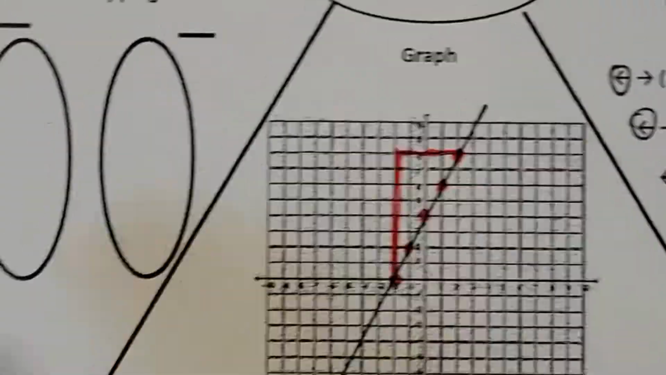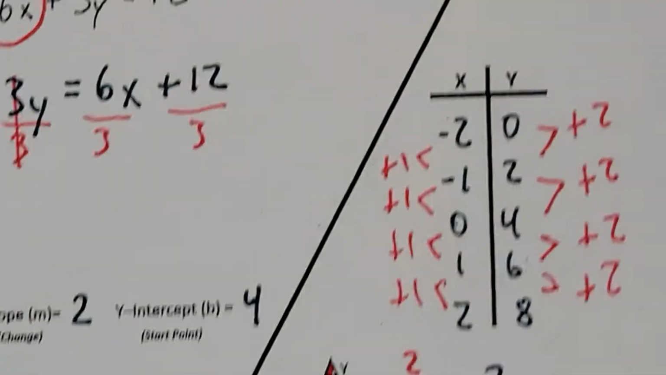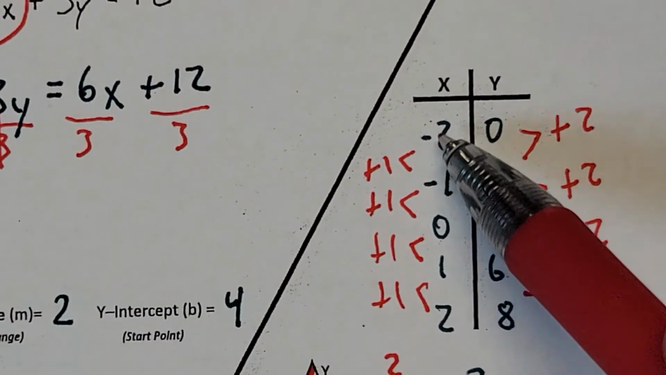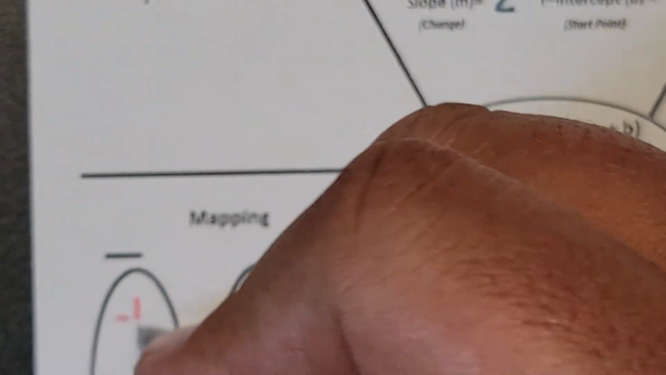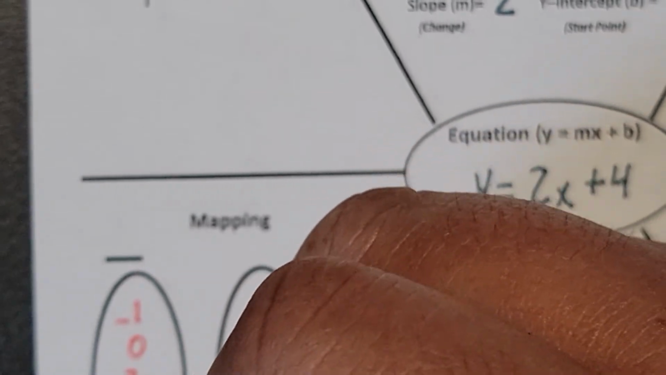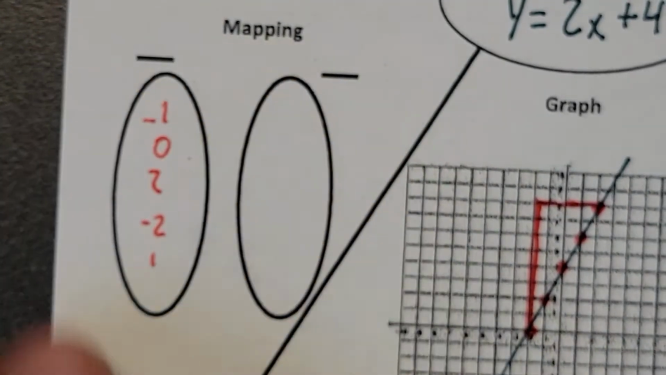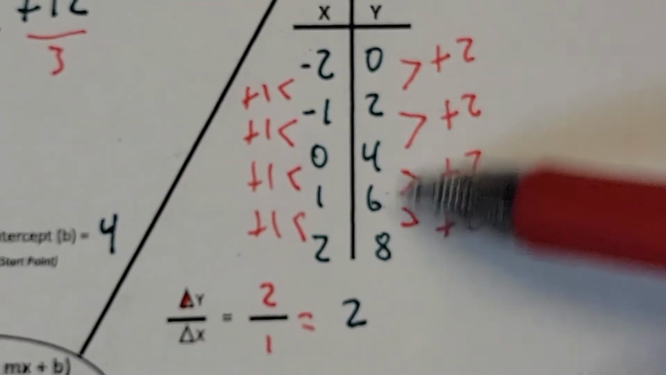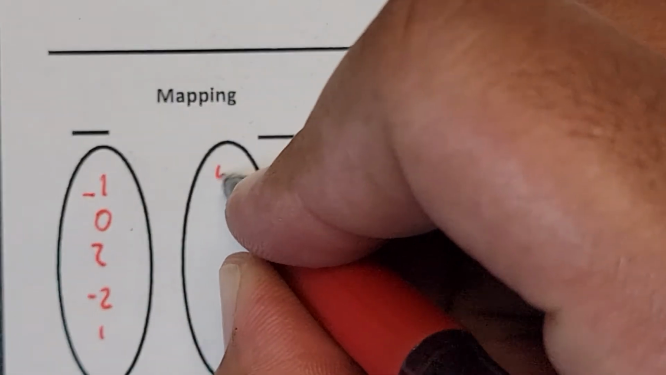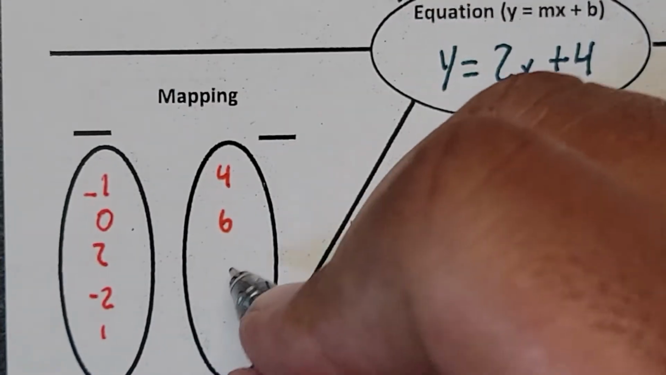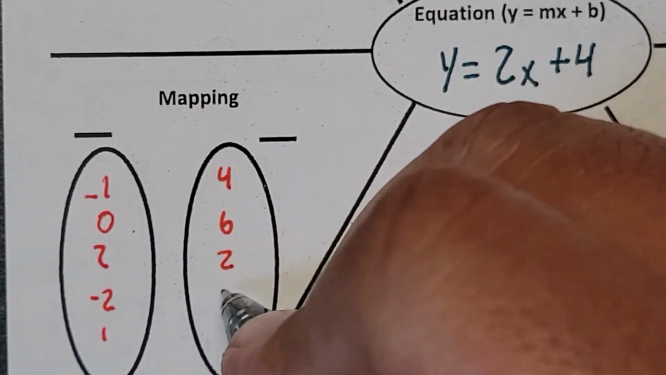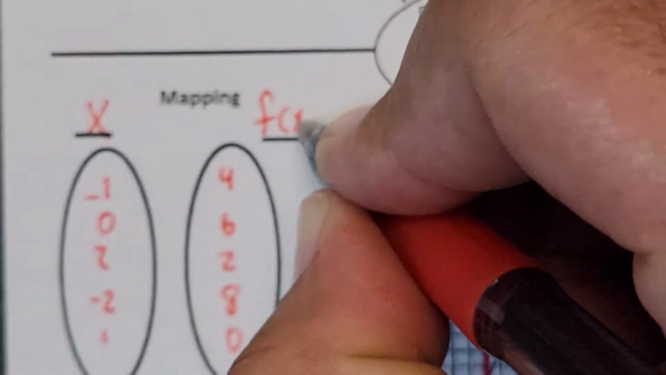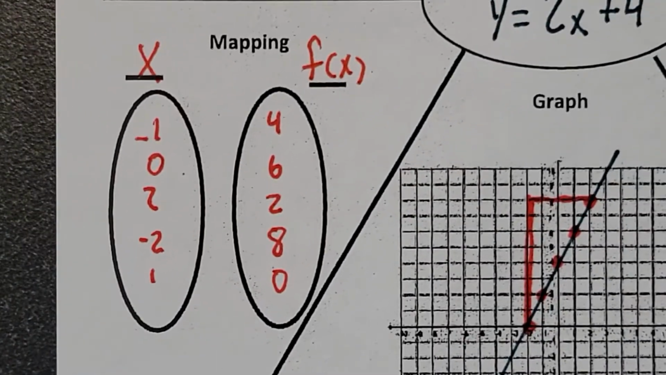All right. Now for the map part, on the map, not really worried about it. You're just going to mix these up. So let's put like -1, 0, 2, -2, +1. All right, just mix them up. And then these numbers, you're going to mix them up. So 4, 6, 2, 8, 0. This is the x side, and this is the f of x side right here. Okay?